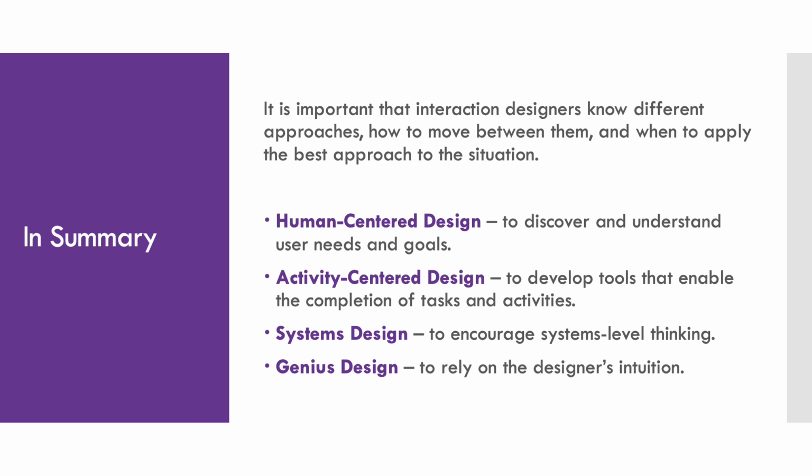In summary, it is important that interaction designers know different approaches, how to move between them, and when to apply the best approach to the situation. So human-centered design is useful to discover and understand user needs and goals. Activity-centered design is useful to develop tools that enable the completion of tasks and activities. Systems design is useful to encourage systems-level thinking. And genius design can be employed when the designer just needs to rely on their intuition, their skills, and their knowledge.